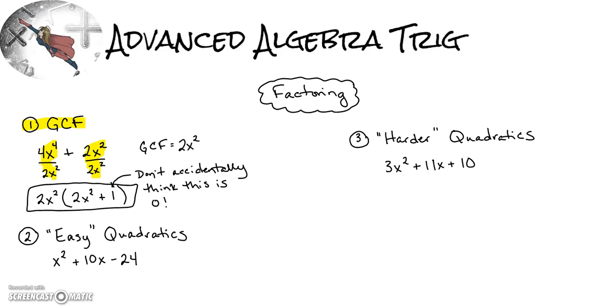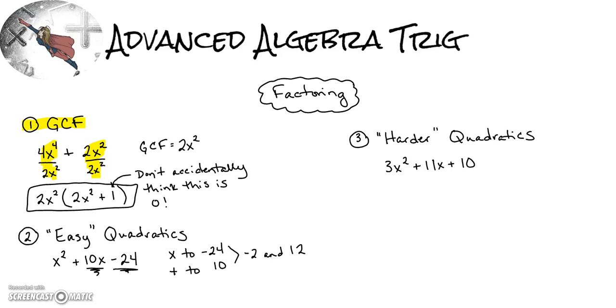Now, moving on to the easy quadratics. These are the types where you want to find two numbers that multiply to negative 24, and at the same time, those numbers need to add to 10. So the first thing that comes to mind might be 6 and 4, but there's no way to get those to multiply to negative 24 and at the same time add up to positive 10. So the two numbers that actually work for this are 2 and 12. I could use negative 2 and positive 12 because negative 2 times 12 is negative 24 and negative 2 plus 12 is positive 10.